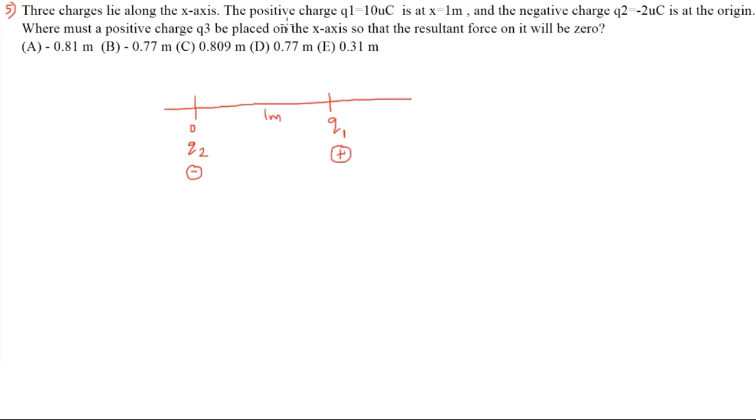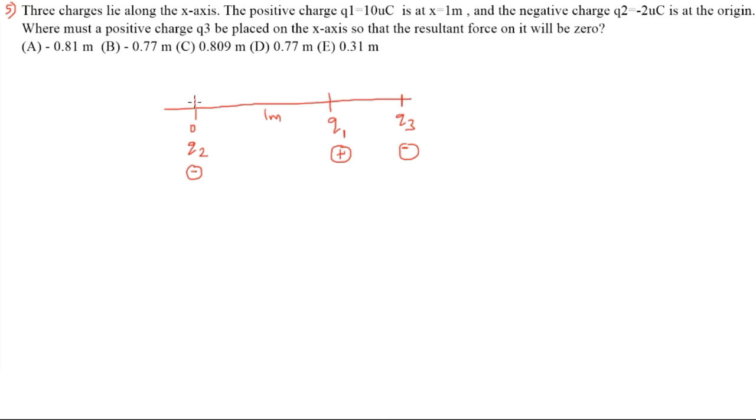Now, the question says, where must a positive charge Q3 be placed on the x-axis so that the resultant force on it will be 0? Let's try to put that Q3 right here. It's a positive charge, but we really don't know the position. So what position must Q3 be placed so that the resultant force on it will be equal to 0?